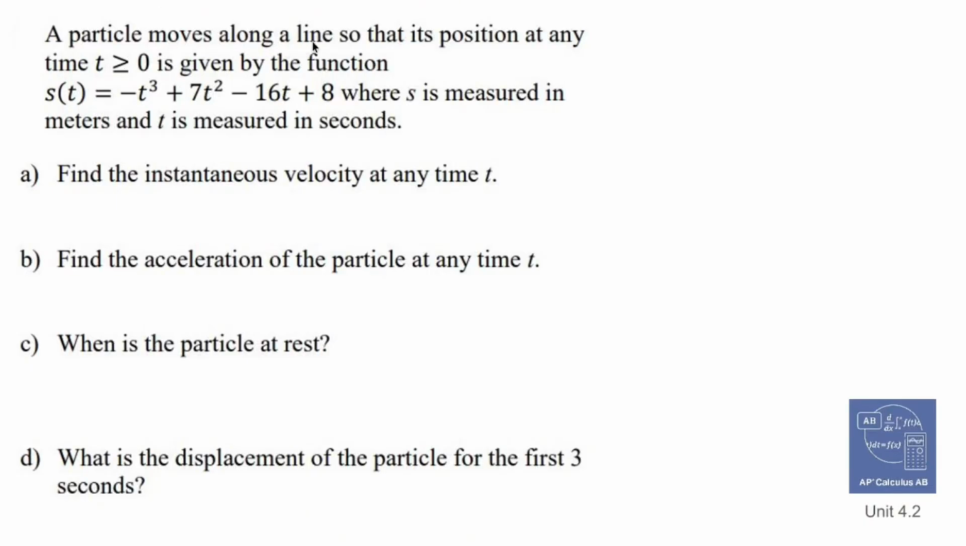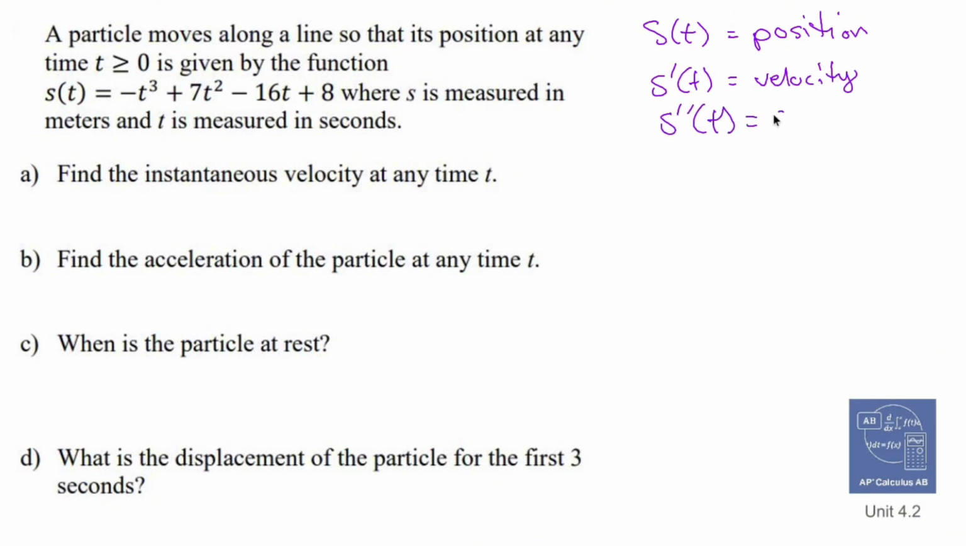A particle moves along a line so that its position at any time t, as long as it's positive t, because you can't go back in time, is given by this wacky function right here, where s is measured in meters and t is measured in seconds. If you are given a position function, this is called rectilinear motion. The first derivative gives you velocity. The second derivative gives you acceleration.